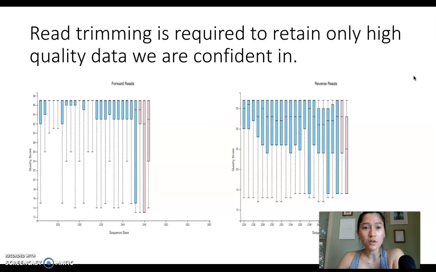As I've alluded to already, read trimming is required because we want to retain only high quality data we're confident in.